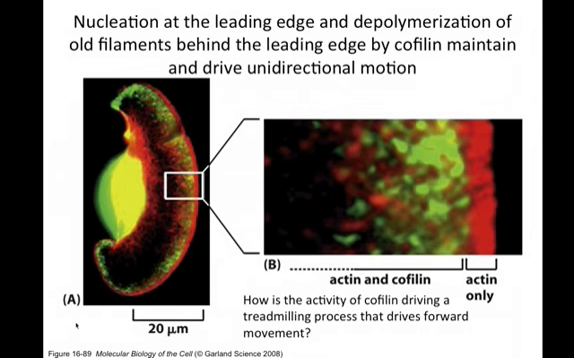So you're getting nucleation at your leading edge, and you're getting depolymerization of your old filaments behind the leading edge by cofilin, and that's what's driving this unidirectional motion. So it's moving in one direction. And this is showing, so here you have red is your actin, and your green is your cofilin. And you can see the cofilin is only present further back. So at the front, at your leading edge, you have your newer actin.